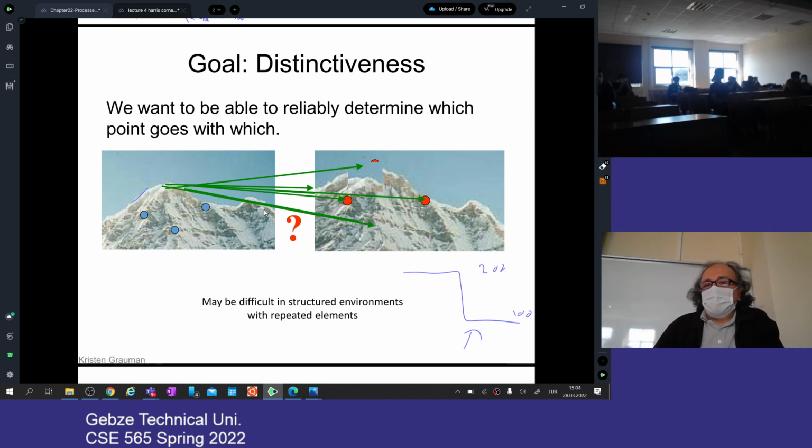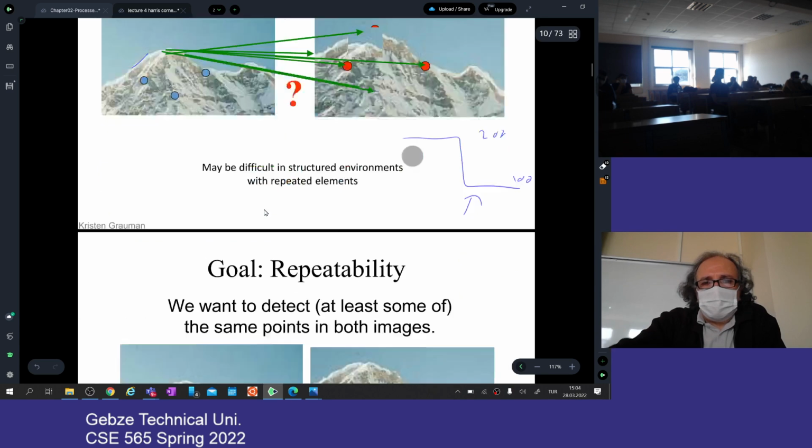When you say I found a point, it's a distinct point. You can't find another point with the same features. It is not that distinct. So the first goal is distinctiveness.